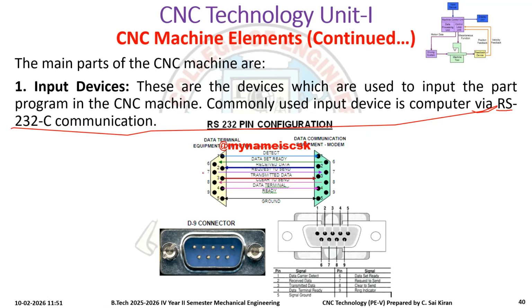What is meant by RS 232 configuration is we have data terminal equipment and data communication equipment. So we'll connect from the terminal to the communication equipment. The signals are data carrier detect, data set ready, receive data, request to transmit data, clear to send data, terminal ready and ground. Okay, so these are the different lines. First we have to detect the data, then we have to receive the data. After receiving the data we have to transmit the data, then the data terminal will be ready.